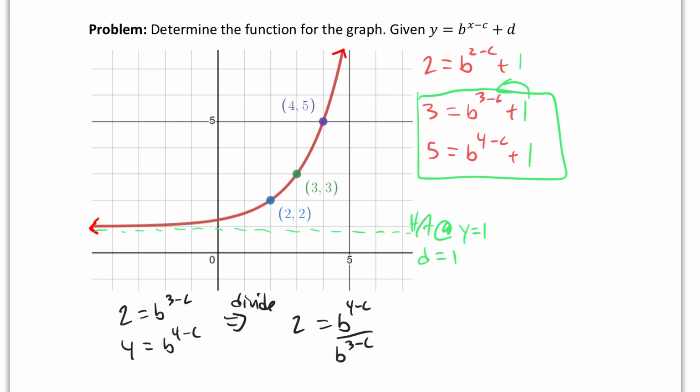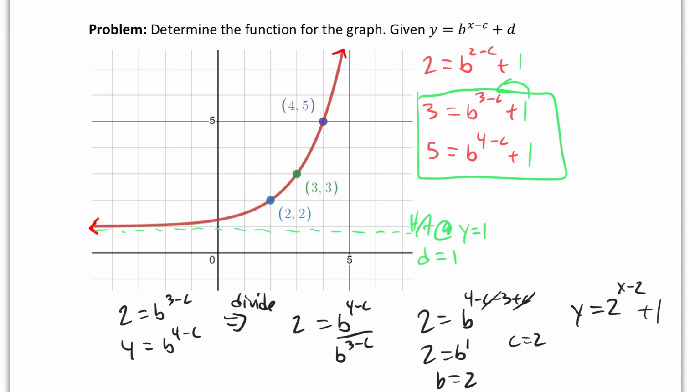That means we have 2 equals b to the 4 minus c minus 3 plus c. So 2 equals b to the 1, or b equals 2. So just like the other question, we definitely have b equal to 2. And if you take that and plug it into any of the equations, you should find c equal to 2 as well. So our final equation will be y equals 2 to the x minus 2 plus 1.